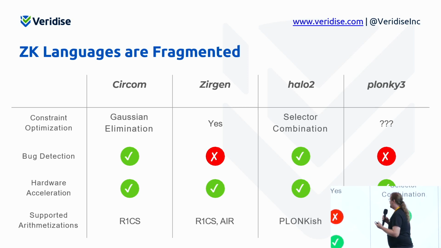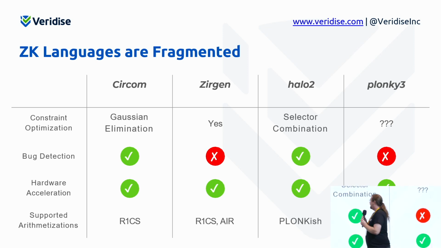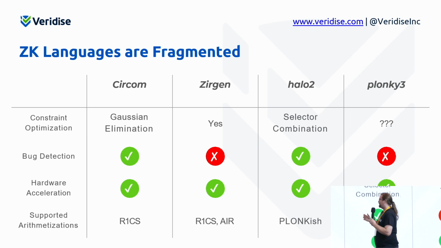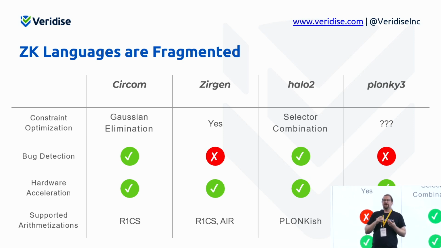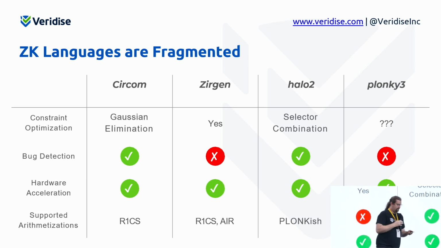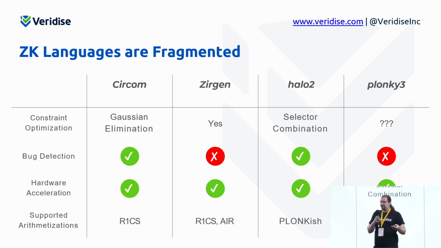And finally, if we look at constraint optimization, some of them have them in some form. Some of them don't have a whole lot of information about them, which is why Zurgeon says yes, because they do have some optimizations, but very little information about them. And finally, there are others where it's very unclear if they optimize constraints at all, like Plonky 3, which is probably just because it's very new. And so, ideally, we would like to inherit work that people have done in the past, but this isn't really done.